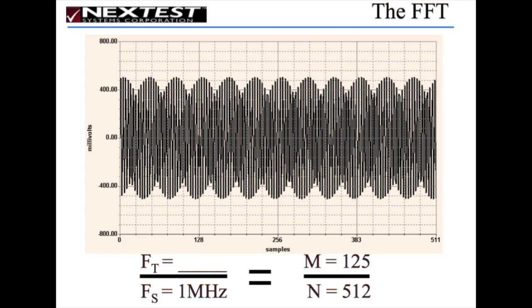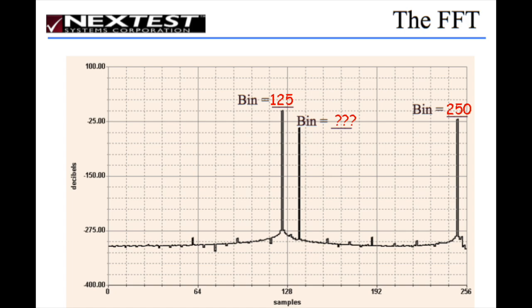Okay, 1 megahertz times 125 divided by 512 is 244.140625 kilohertz. So our test frequency is getting pretty high, isn't it? And now we do the FFT. The fundamental shows up, again, at 0 dB, at bin 125. The second harmonic shows up at bin 250, because 125 times 2 is 250. And the third harmonic would show up at bin 375, but we can't see bin 375. But there's clearly something popping up over there near the fundamental.